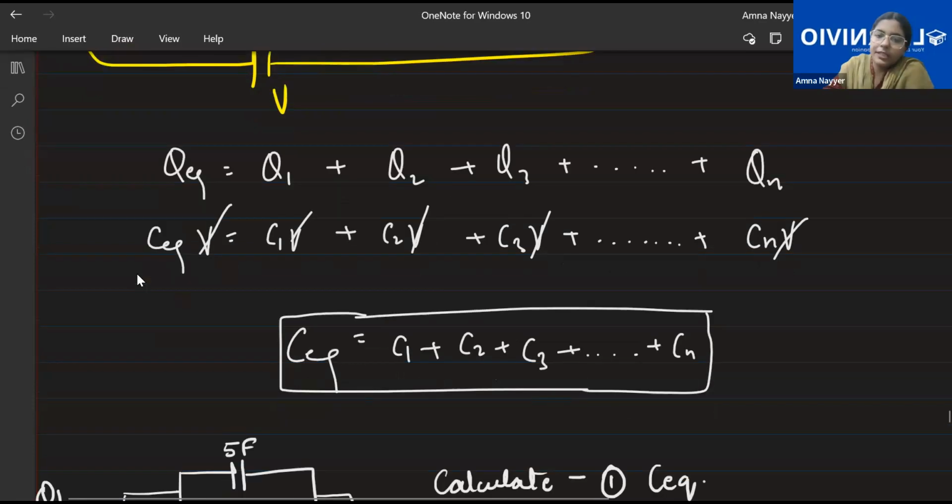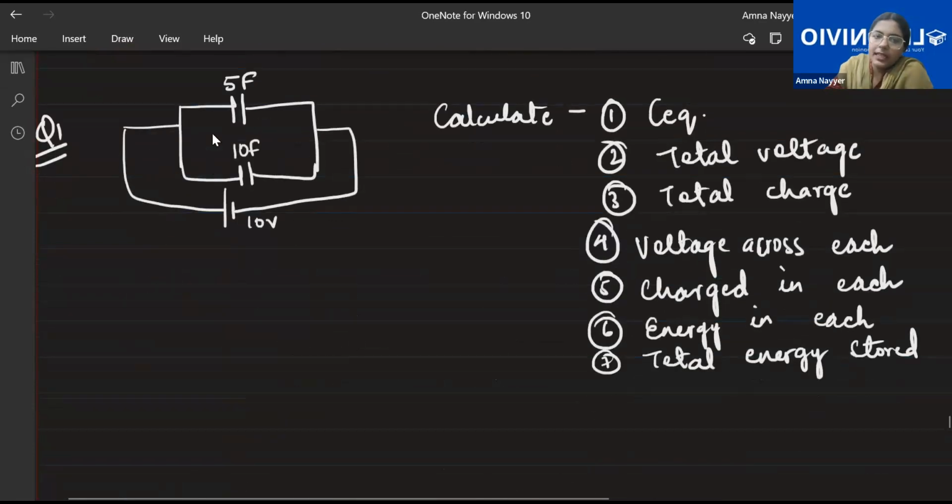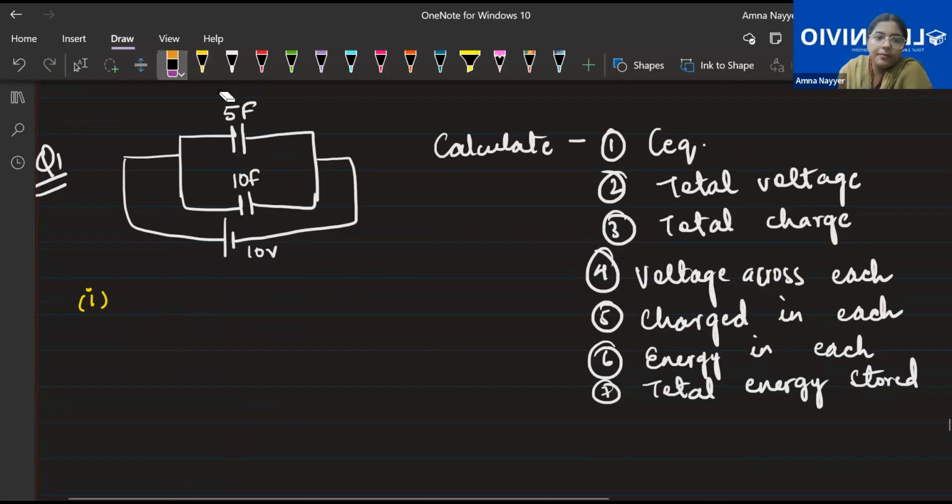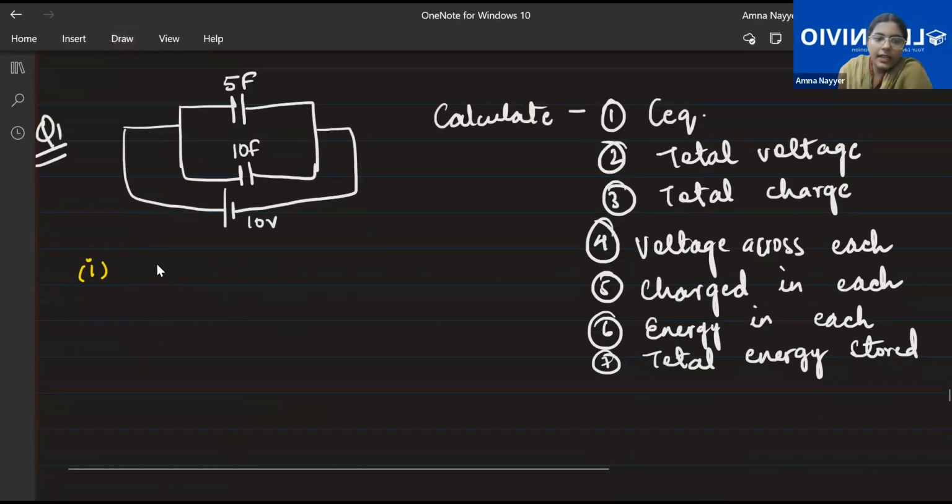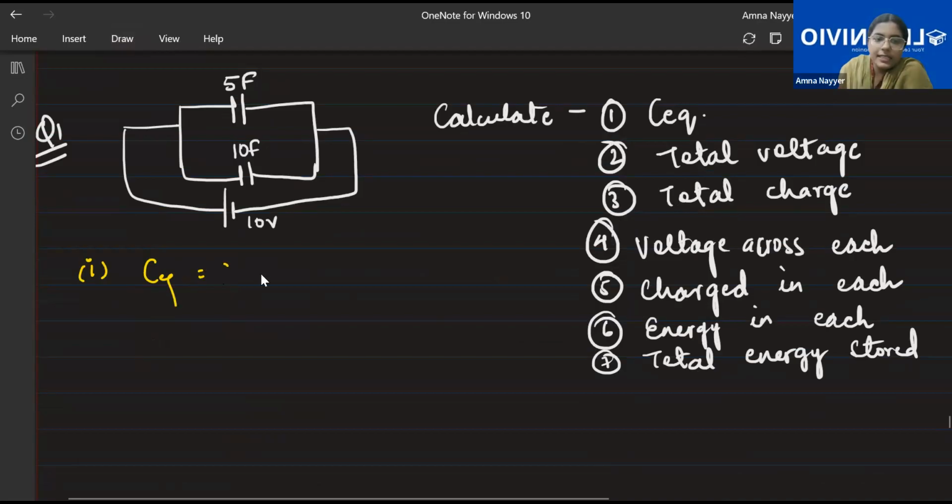Now let's practice a question. Then you can write it. These two are connected in parallel. So look, 5 and 10. They are in parallel, so I'll just add them. So C equivalent will be C1 plus C2. C1 is 5, this is 10, which is equal to 15 farad. Second thing is total voltage. Can you tell me the total voltage?